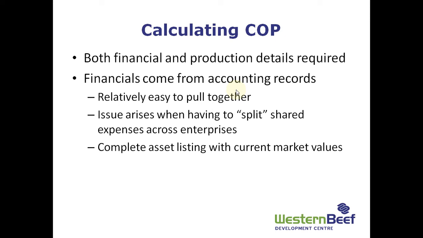Generally, the issue arises when you have to split shared expenses across your enterprises, and we talked about that in the first video when we looked at expenses such as fuel, machinery repairs, and utilities. Generally, those are expenses that each of your business lines, so your cow-calf enterprise, your replacement heifer enterprise, your backgrounding enterprise, your forage enterprise, and your grazing enterprise, likely all contribute to. And so you have to figure out a way to percentage them out or allocate them out across the enterprises.